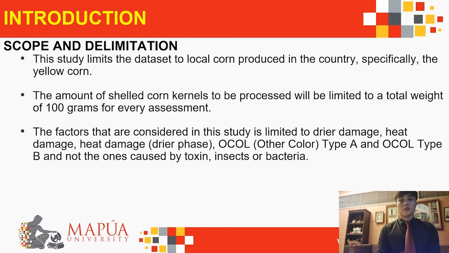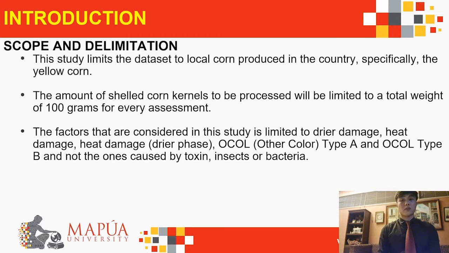Now for the second scope and delimitation, the amount of shelled corn kernels to be processed will be limited to a total weight of 100 grams for every assessment or every sample. The reason for this is that corn kernels are of different sizes and shapes. Defining a number of shelled corn kernels per sample will lead to more irregularities for the sample evaluation. So we agreed on normalizing the weight of 100 grams for every sample. This will also be the basis for the evaluation, which is also the standard of the U.S. Department of Agriculture when evaluating or qualifying corn kernels.